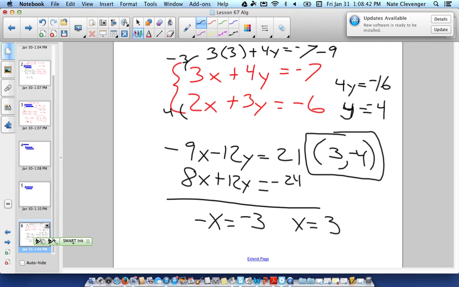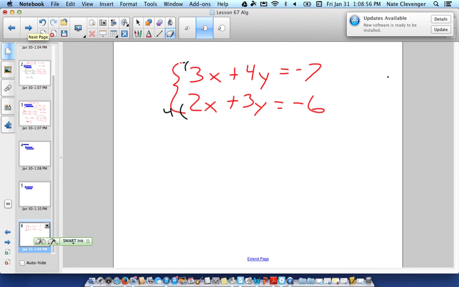Okay, so let's just take a look at it. I'm going to erase this and do the problem again with the x's just to see what she might have done here. So instead of multiplying by 4, I had 2 on the top row and negative 3 on the bottom row. When we take that, we get 6x plus 8y equals negative 14.